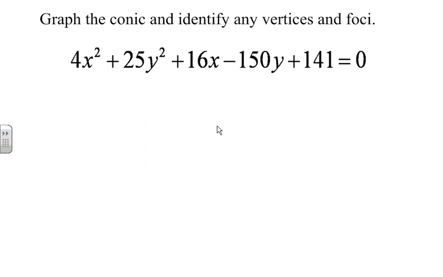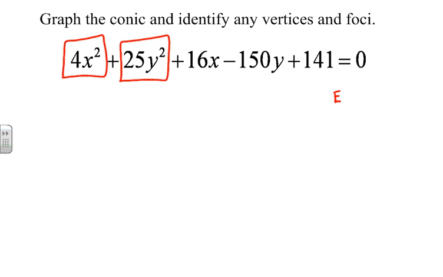Well, welcome back. We're going to talk about how to graph a conic and identify the vertices and foci of this particular one. I've gone through several on dealing with parabolas. Now we're going to look at something a little bit new, because as we look at this conic, which is in implicit form, we notice that we now have two quantities which are squared, both in x and y.